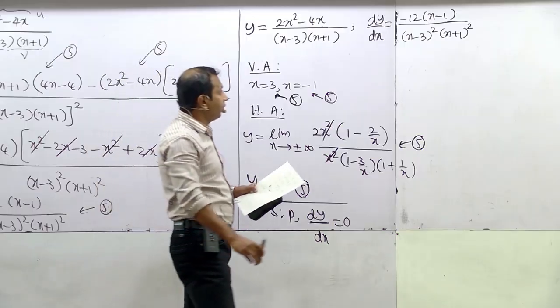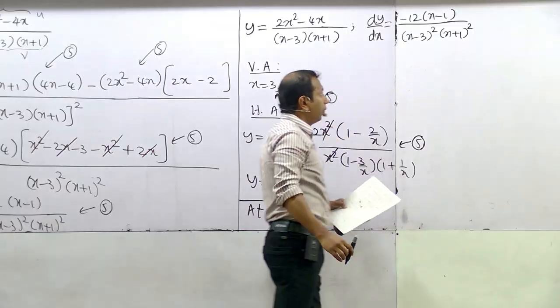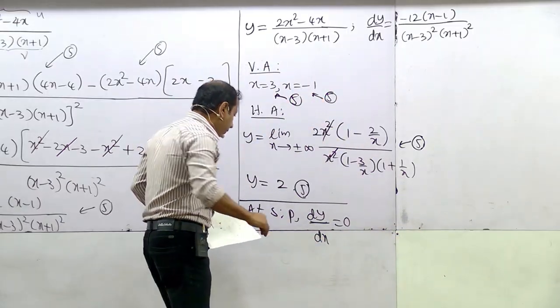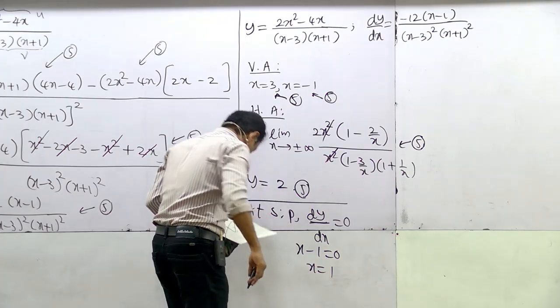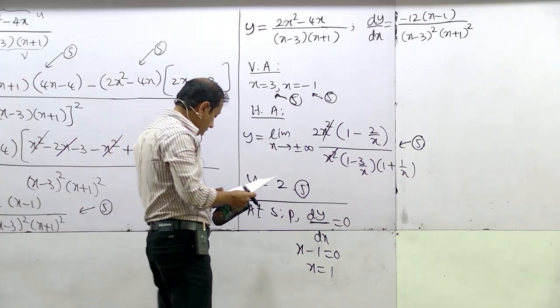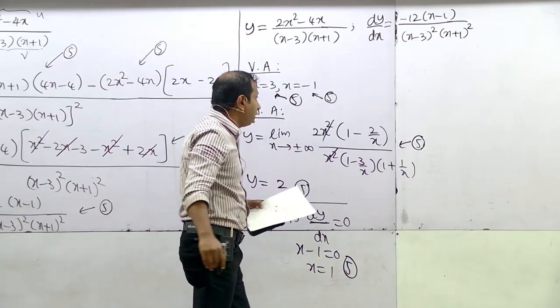Right, dy by dx is this. When this is 0, the numerator should be 0. Numerator we have x minus 1. Then x minus 1 equals 0, x equals 1. Okay? For this, 5 marks. Right, now at x equals 1, we will find y.